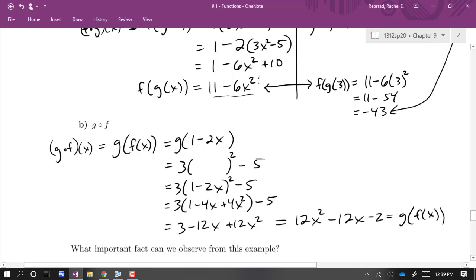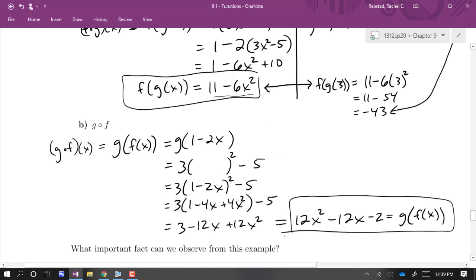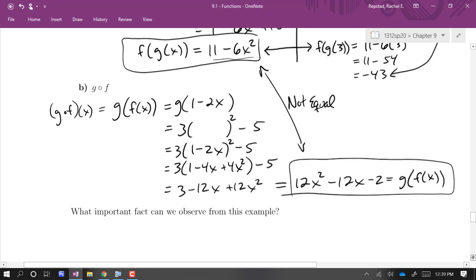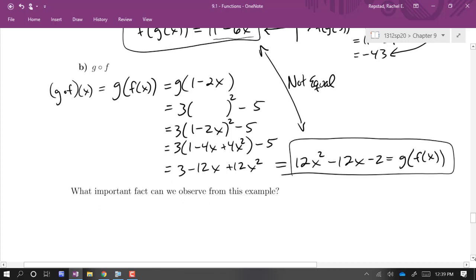Now compare these two results. There's f of g of x, there's g of f of x. If you just compare these two expressions, it takes just a couple seconds to realize that they're not equal. Since they're not equal, the observation that we can make is that the order in which you compose functions matters. In other words, function composition is not commutative.